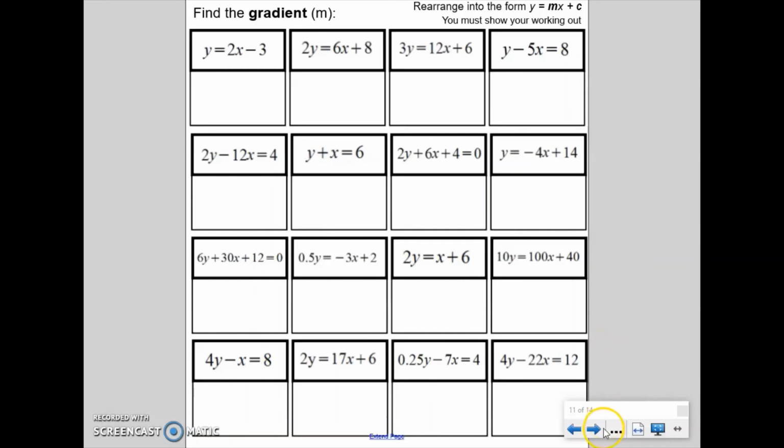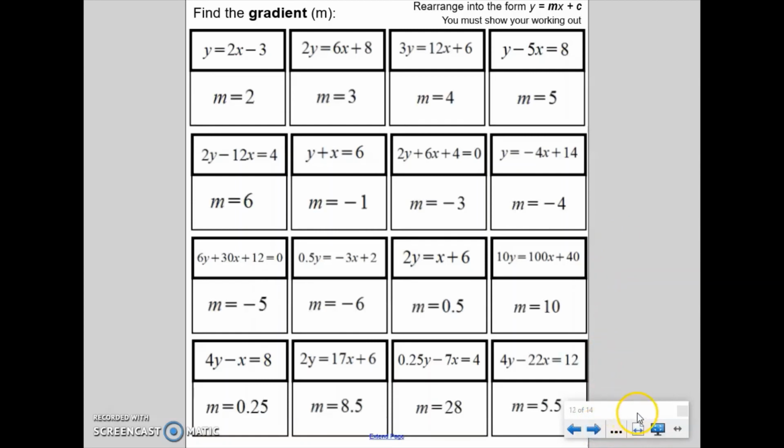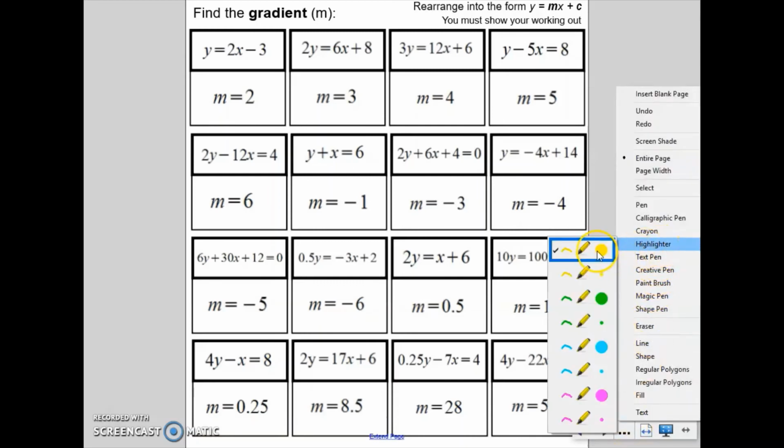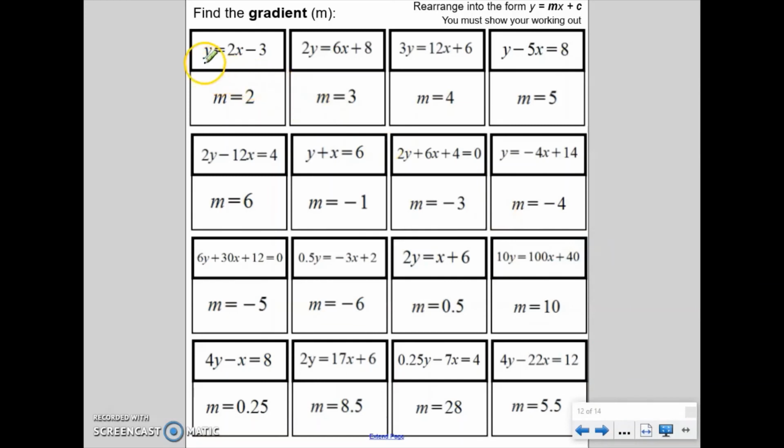Okay, welcome back. And this is what my answers look like. So for each of the questions, you should have shown me a little bit of manipulation, a little bit of algebra work in order to reach your m value, your gradient value. You can see from the first question that no manipulation was needed. We are already in the form y equals mx plus 3, or minus 3 in this case. So your gradient is 2.